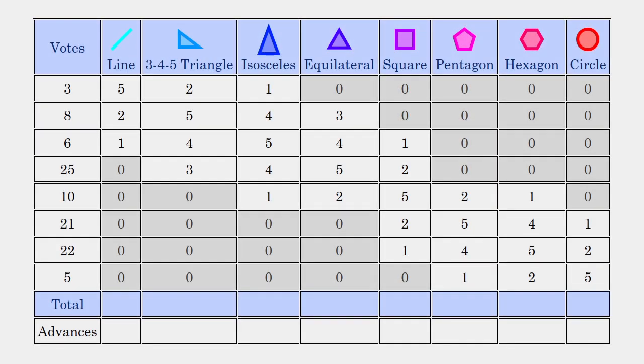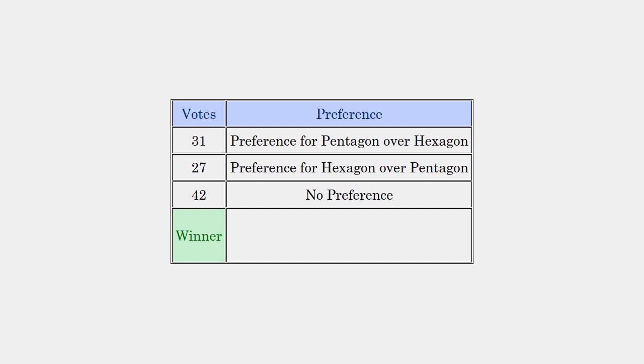Let's see an example. Suppose 100 people are voting for the best shape. The ballots come in and they look like this. 3 people gave this ballot, 8 people gave this ballot, and so on. As such, the line accumulated 37 points, the 3, 4, 5 triangle accumulated 145 points, etc. The 2 highest scores are the pentagon and the hexagon, and so they move on to round 2. 31 people prefer the pentagon over the hexagon, 27 people prefer the hexagon over the pentagon, and 42 have no preference between the 2. As 31 is greater than 27, the pentagon wins the election.